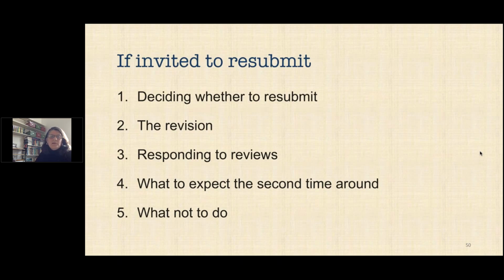So, possibly the most common decision, well, I don't know about the most common decision, but a common decision is the paper had merit and you were invited to resubmit it either with major revisions or minor revisions. So the first thing you need to do is decide whether you want to resubmit the paper.